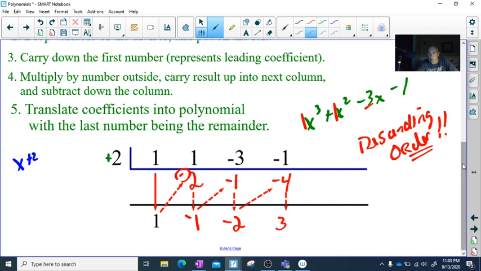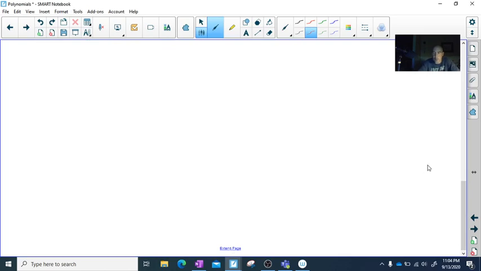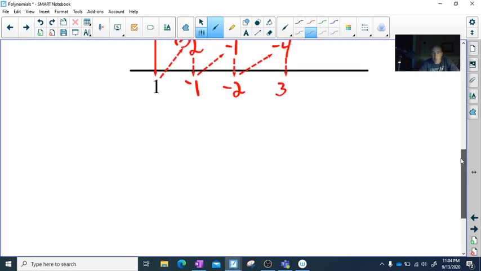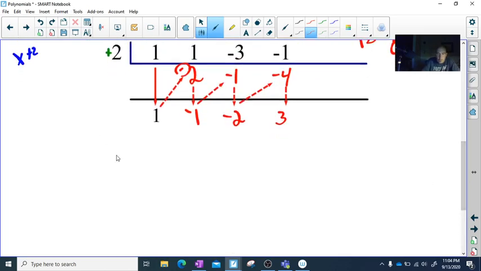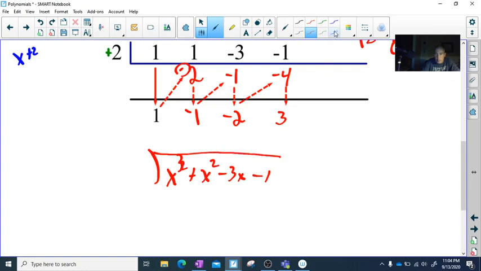Now, just to show you what we just did here, oops, went too far. So we took x cubed plus x squared, take away 3x, take away 1, and we divided by x plus 2. Now I'm going to do it out long division underneath here. You're going to look and see what happened.